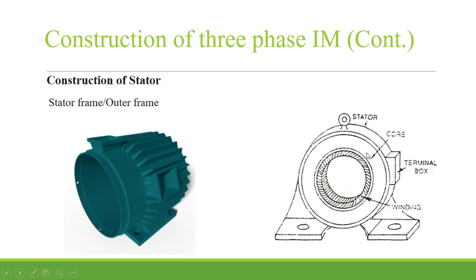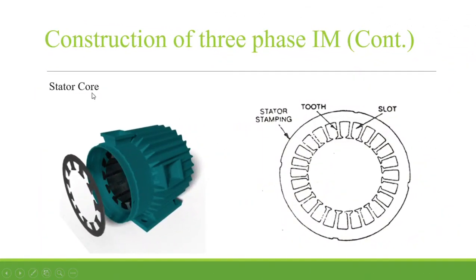So in this diagram also you can see this is the stator frame and this is the terminal box attached to it. The next part of the stator is the stator core. Now you can see here the stator core, or in this diagram this is the stator core. The stator core will be carrying the alternating flux.